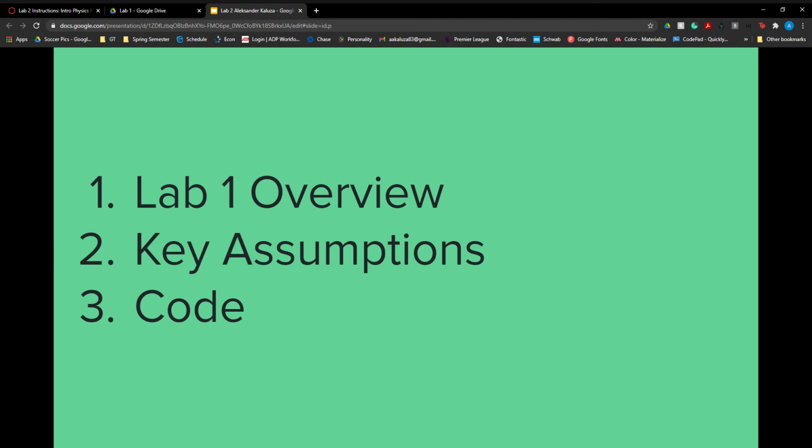How this presentation will look is I will give an overview of my Lab 1 results, move into some key assumptions made to obtain the results for this lab, and then go over some of the code.